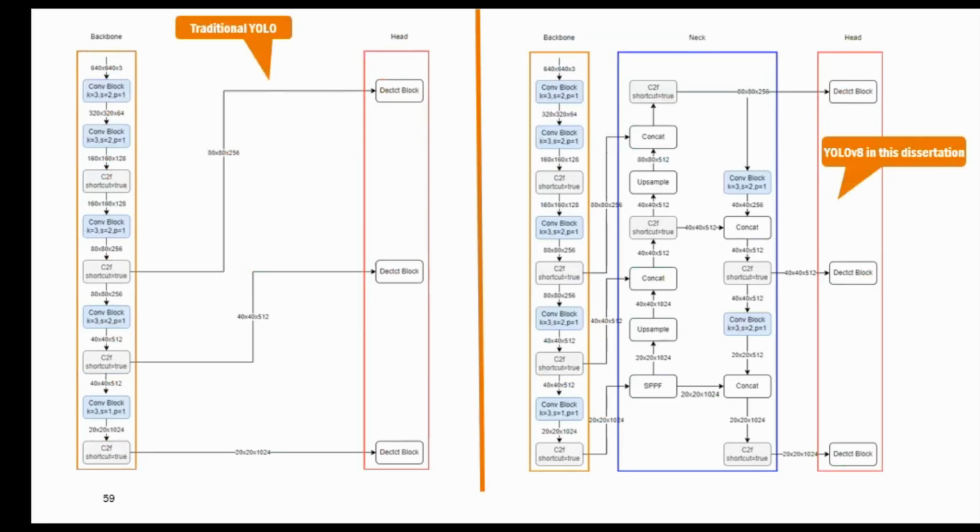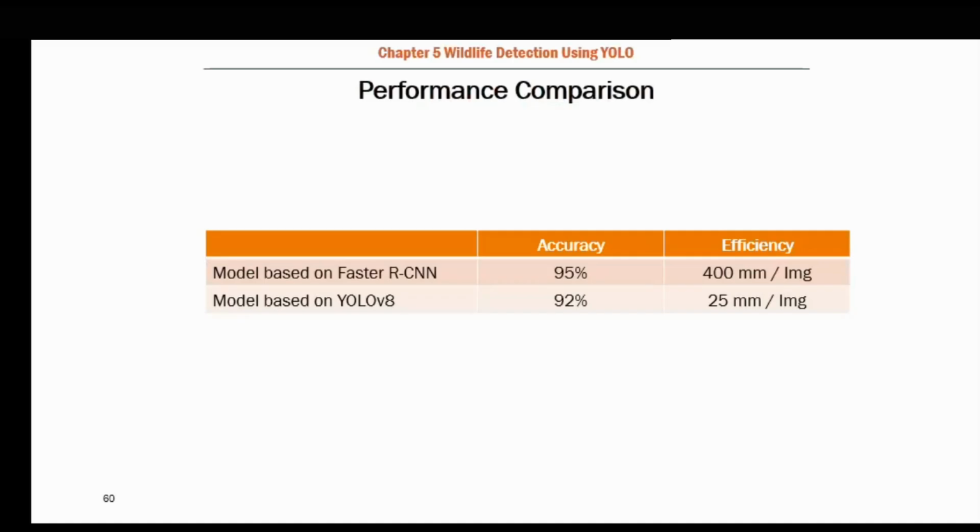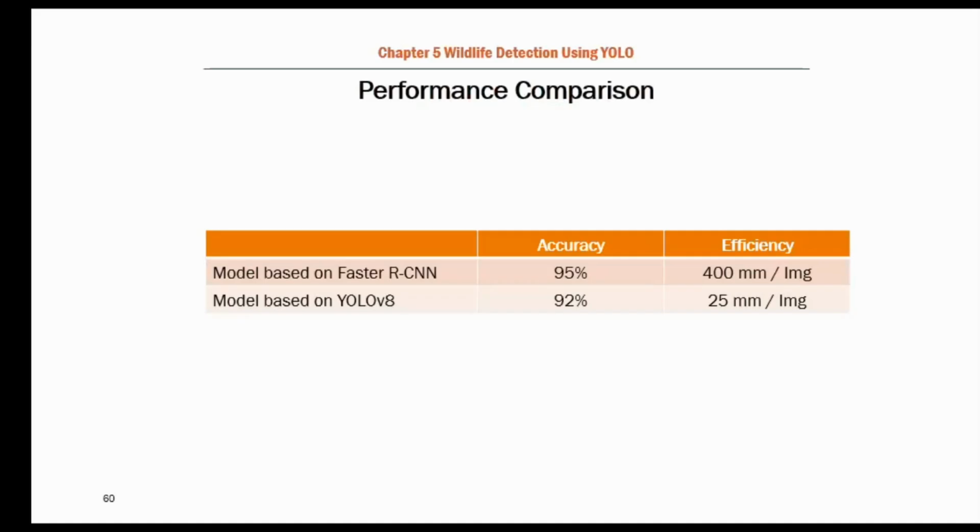And each block comes from a paper. Finally, I compared the performance of two models, the models using Faster R-CNN. Faster R-CNN is a kind of two-stage object detection model. These models will achieve better detection accuracy. But the model using the YOLO structure will have better detection efficiency. This efficiency is about 20 times faster than the efficiency of the model using Faster R-CNN.